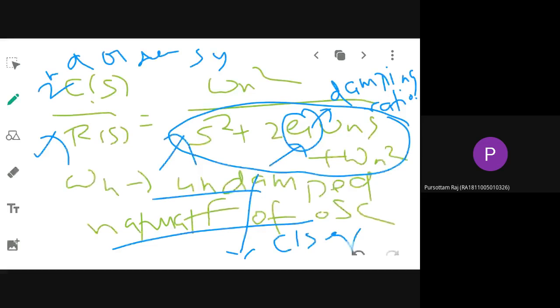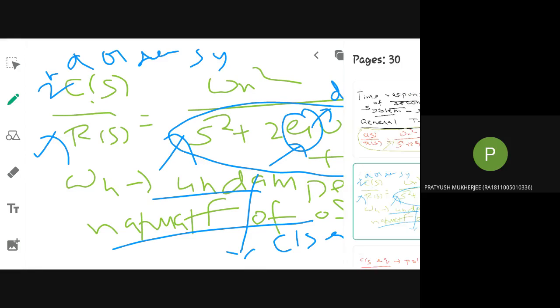Alright, what is omega n? Omega n is the undamped natural frequency. Zeta represents my damping ratio. The denominator polynomial is my characteristic equation. Now, tell me, what is my characteristic equation here?